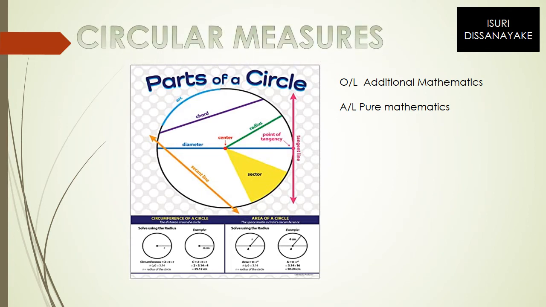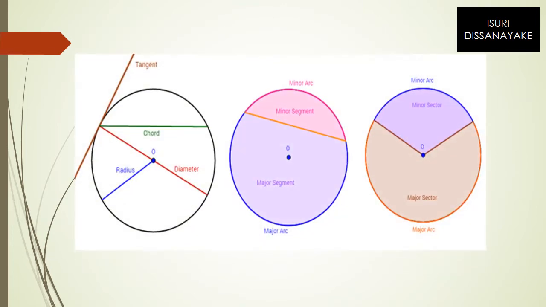This is circular measures, and this lesson is relevant for Cambridge O-levels additional math students as well as S-levels pure mathematics students. In this figure, I have labeled the parts of a circle.